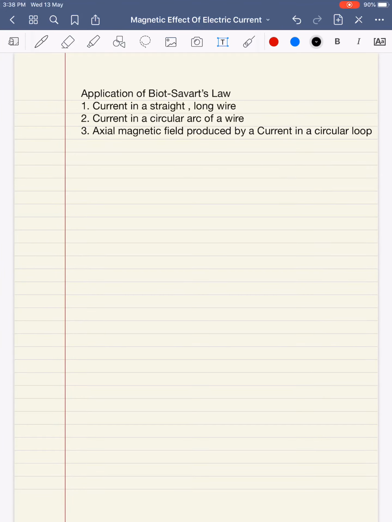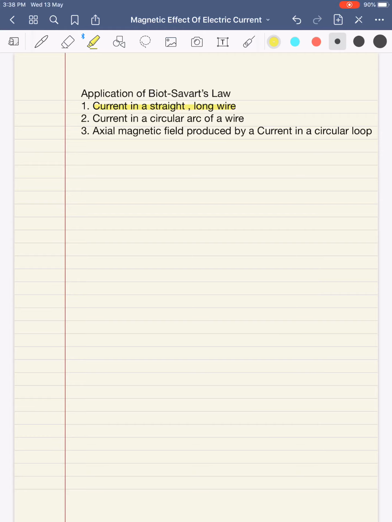Good morning, everyone. Today we'll be starting with the next class, that is application of Biot-Savart law. In the Biot-Savart law, the first application is about the current in a straight long wire. When I say a straight long wire, we can consider that the wire is an infinitely long wire.